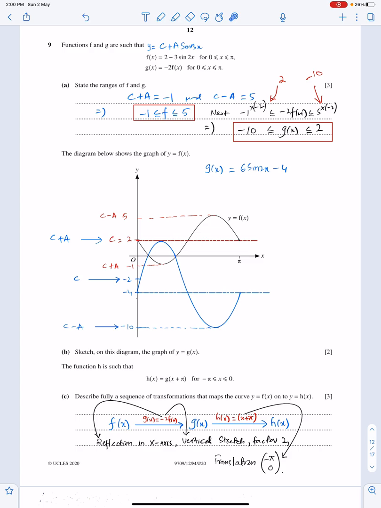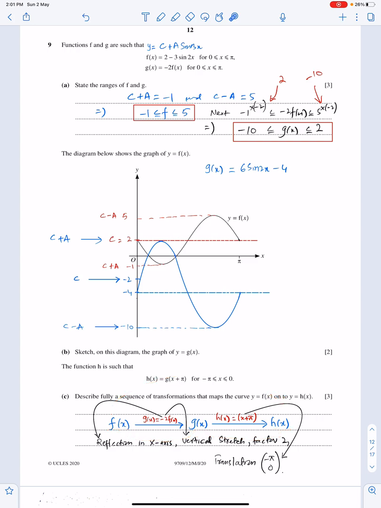Make sure you write the correct sequence of transformation. There is no relation of h in terms of f, and we have to describe the sequence of transformations that maps f onto h. We don't have a direct relation of f and h. We have the relation of h and g, and we have the relation of g and f. So write in this way: f, g, h. First f will transform onto g, and then g will transform onto h. So in this way f will transform onto h.